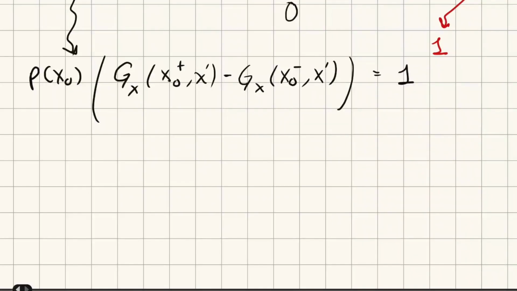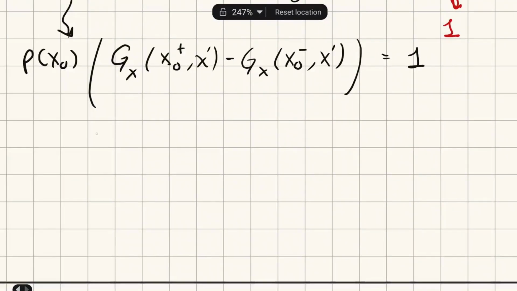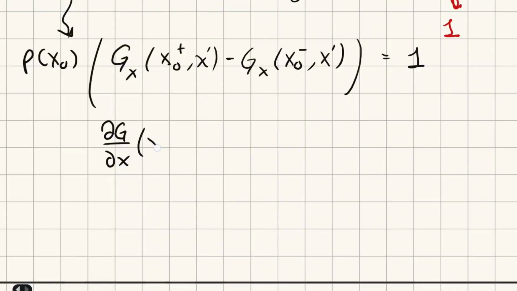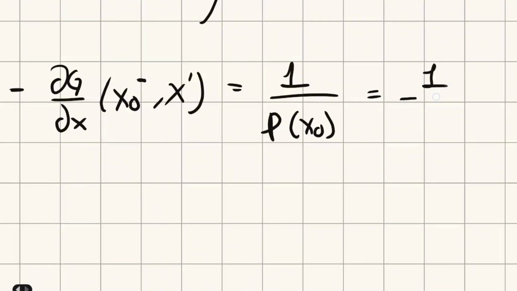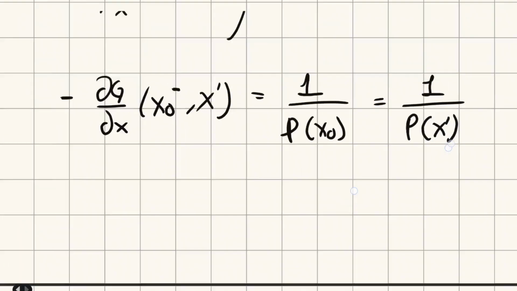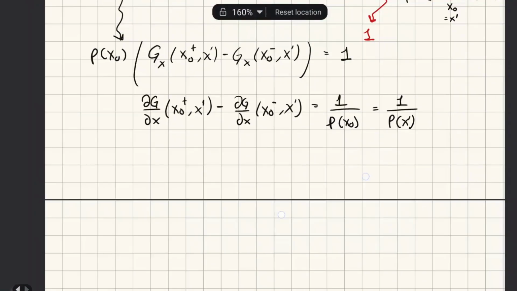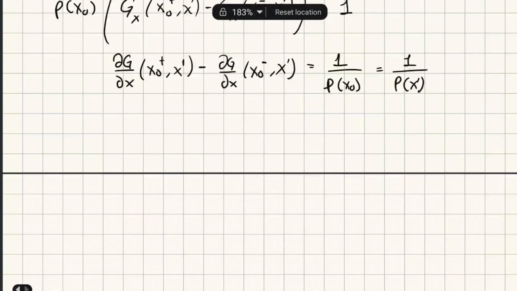Okay? Perfect. But we can still get an important result from here: the derivative of g with respect to x evaluated at x0 from the right, minus the derivative of g with respect to x evaluated at x0 from the left, is equal to 1 divided by p of x0, which is, remember, p of x prime. Okay, perfect. With this, we have shown what we wanted.